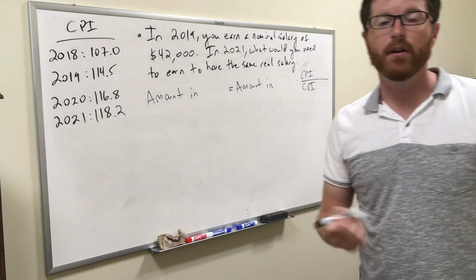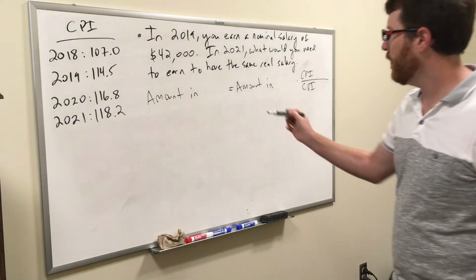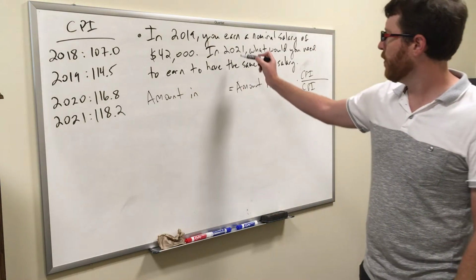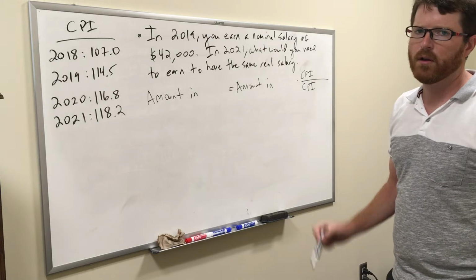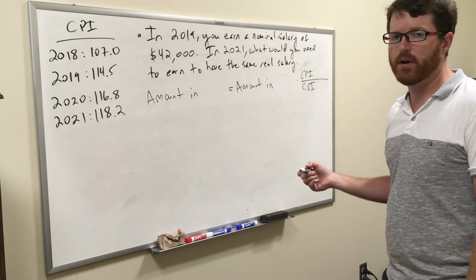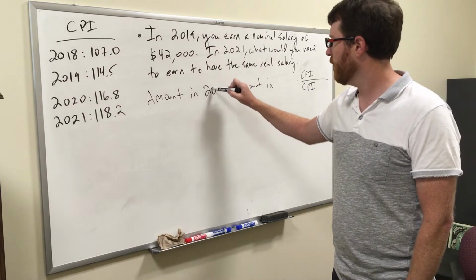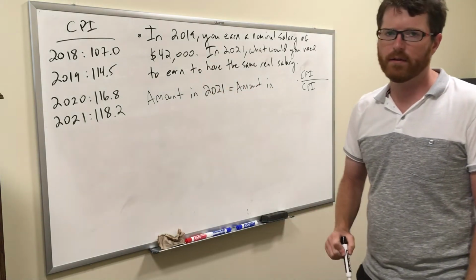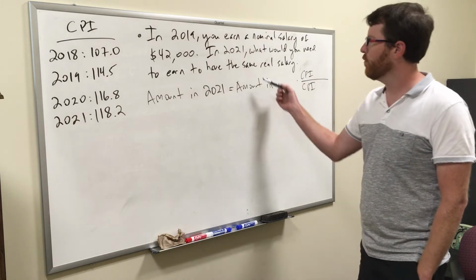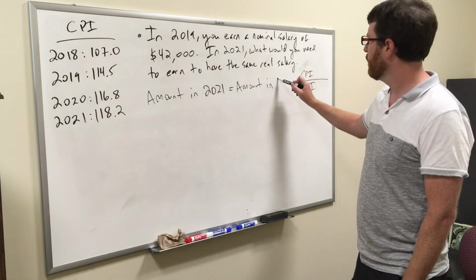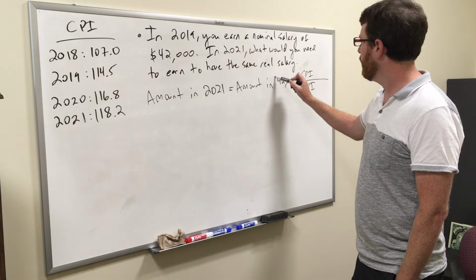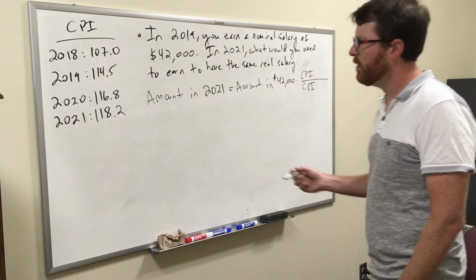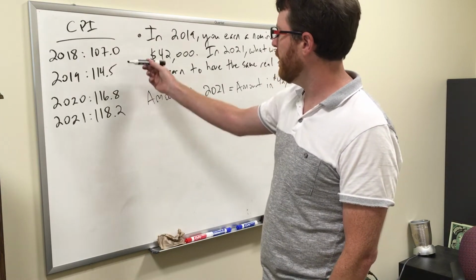And now I need to figure out what goes where. Okay, so the first thing I'm trying to do is figure out what am I really trying to solve for here. And what I'm trying to solve for is 2021. What would I need to earn in 2021? Okay, so that goes here, right? After all, I don't know that. That's what I'm solving for because I don't know it. On the right-hand side of the equation, what I know is 42,000. That's the amount that I earned in 2019.